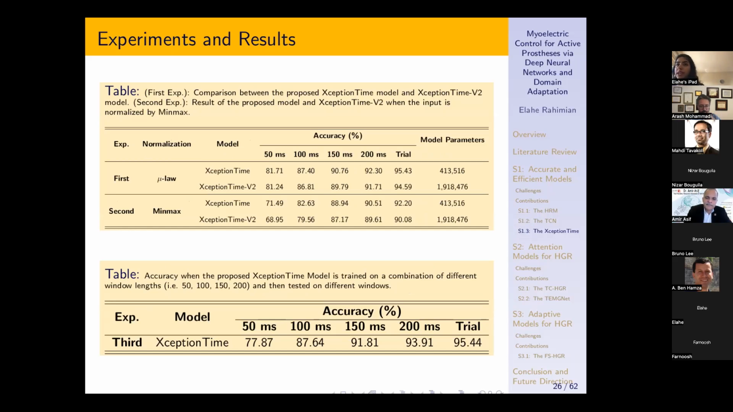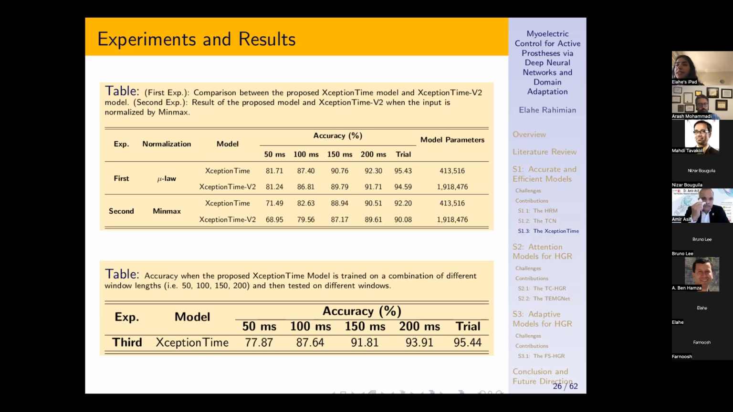So here we have two tables. In the first table, actually, we have two experiments. The first experiment is to verify that this architecture can reduce the number of parameters. So we have two versions of the model. The first one is Exception Time, and the second one is Exception Time version 2. In Exception Time version 2, we are using a standard convolution, and you can see that we reduce the number of parameters while improving the accuracy.